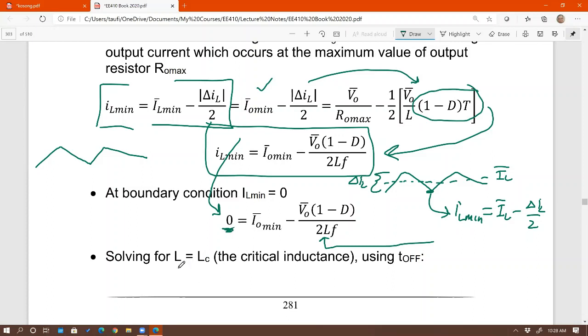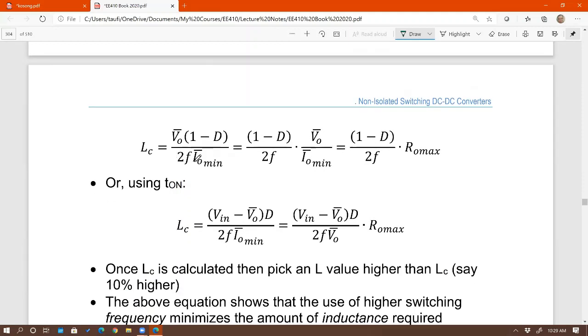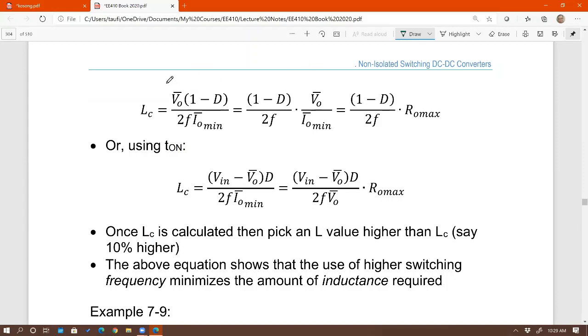Right? So now I solve for L. I call it LC, which stands for critical inductance. And from there, I get LC is equal to all of these. Just solve for L. Okay, and here's the equation again. Sorry, this is the equation for using T off, right there.